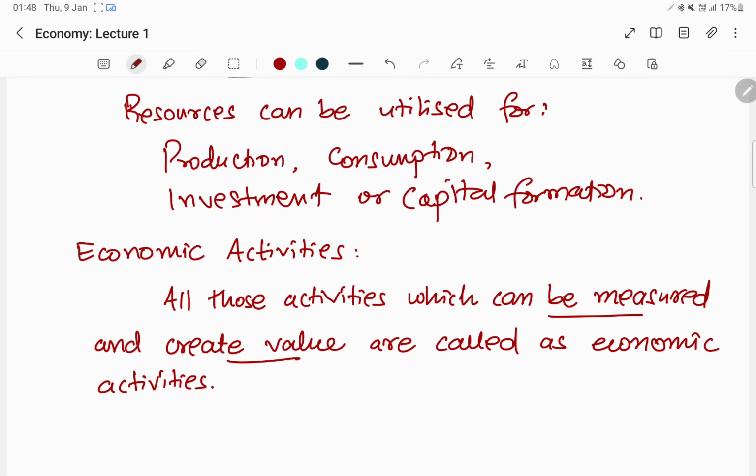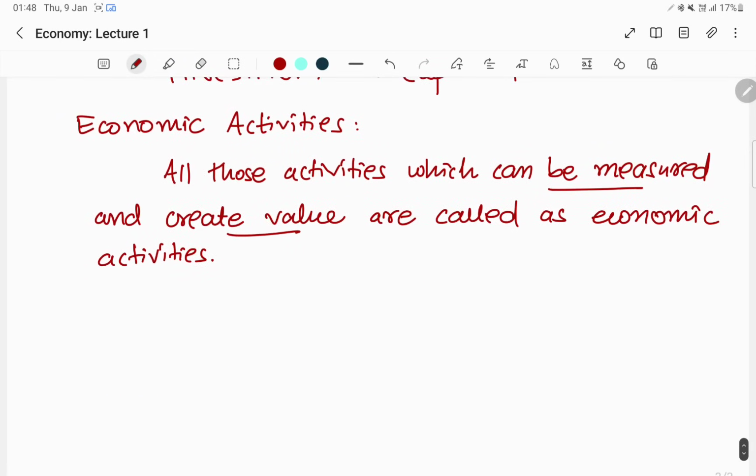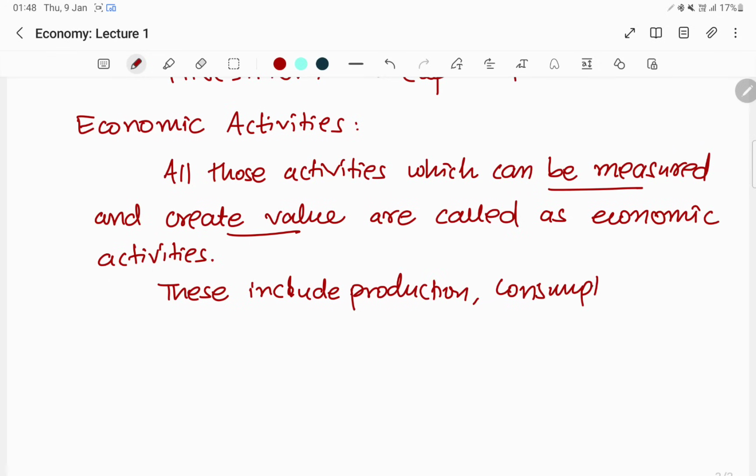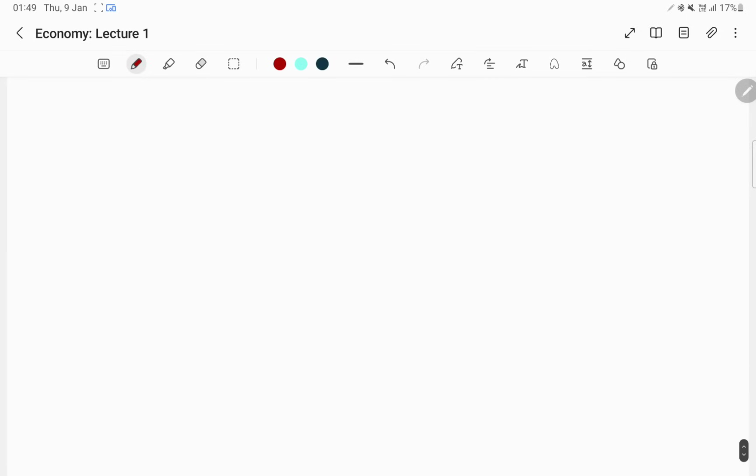These activities are known as economic activities. Now these economic activities include production, consumption, exchange, and distribution. So let's understand what is production.